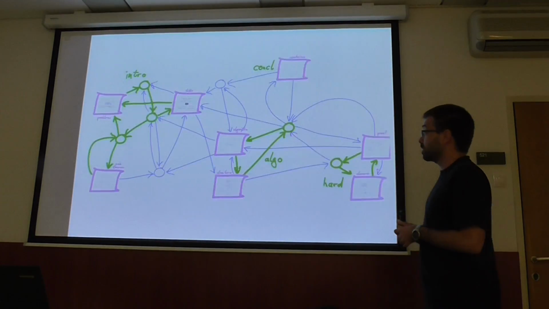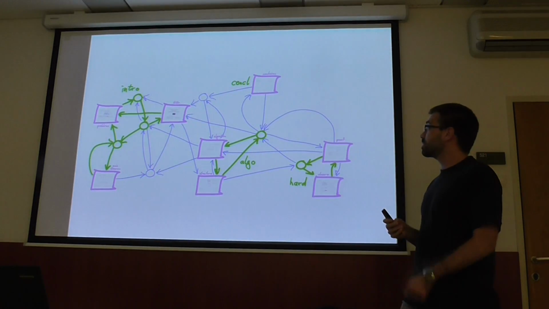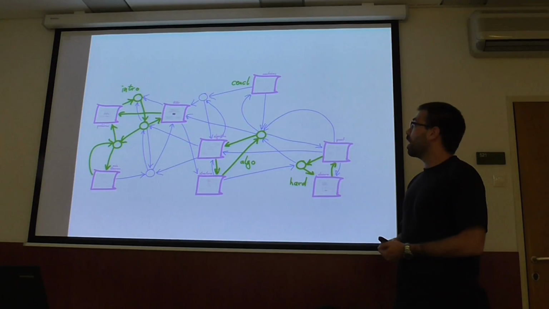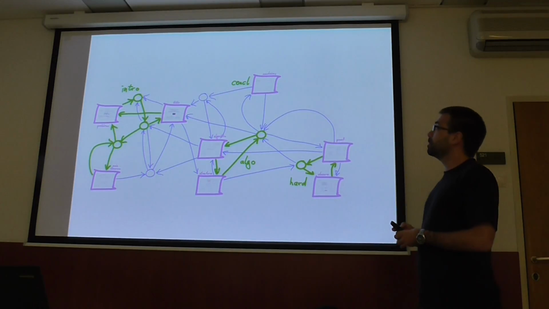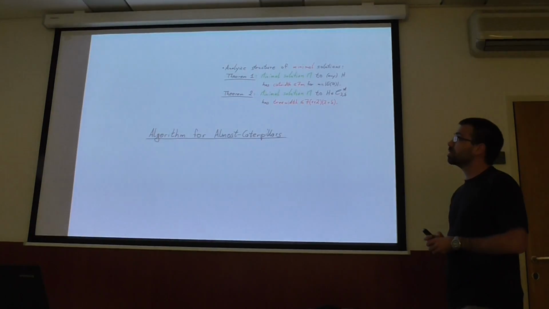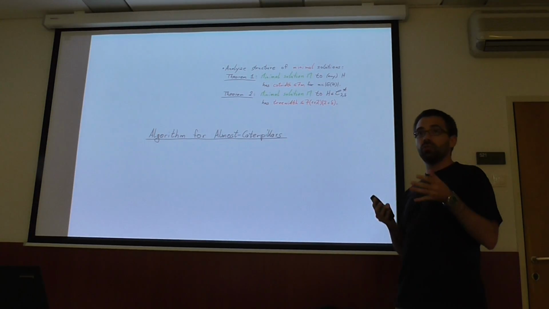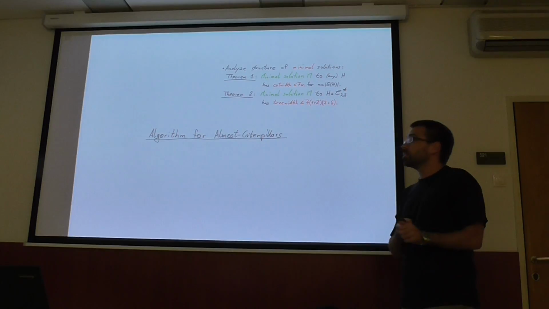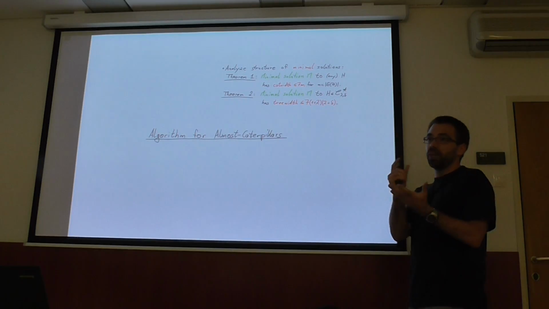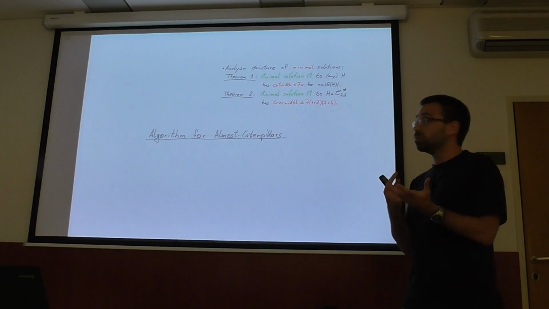Enough about the main theorem and its consequences. Let's look at the algorithm. The algorithm is based on analyzing the structure of minimal solutions. A minimal solution is one where I cannot remove any edge without making the solution infeasible.